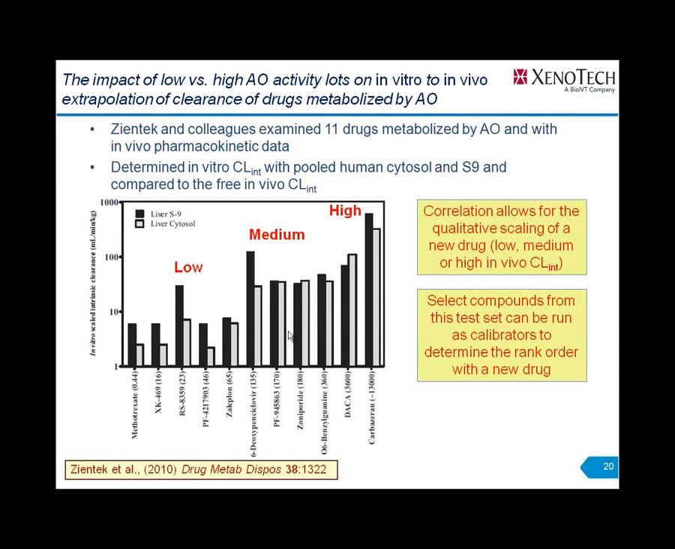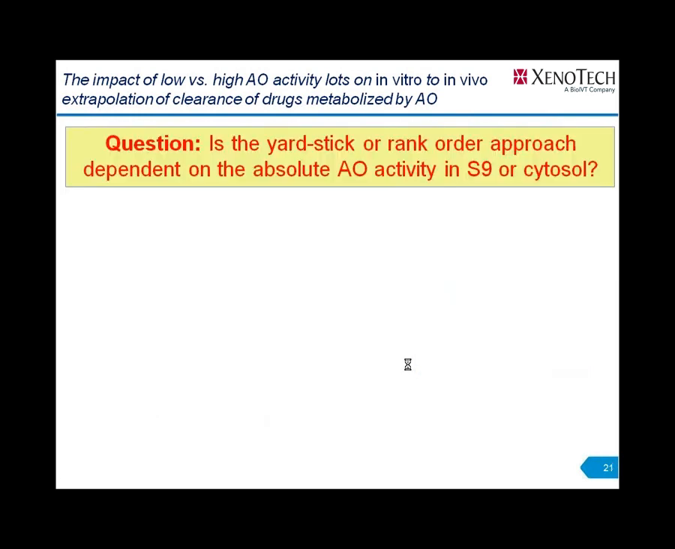So for example, if you were to take zaleplon, zaniparide, and carbazeran and run that alongside your drug of interest in either S9 or cytosol, you can essentially rank order your new drug relative to those other known AO substrates and get a feel for whether your drug is going to be in the middle and towards the high end or towards the low end of the in vivo predicted in vivo clearance.